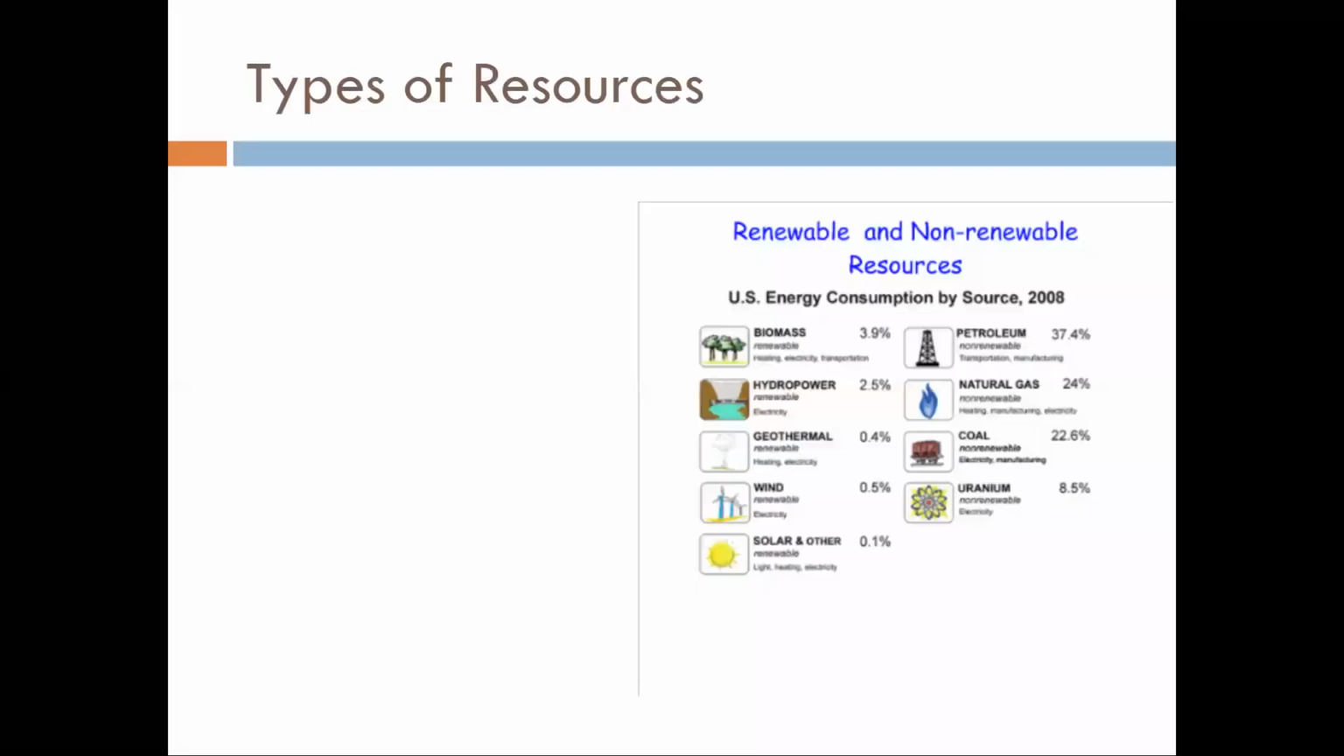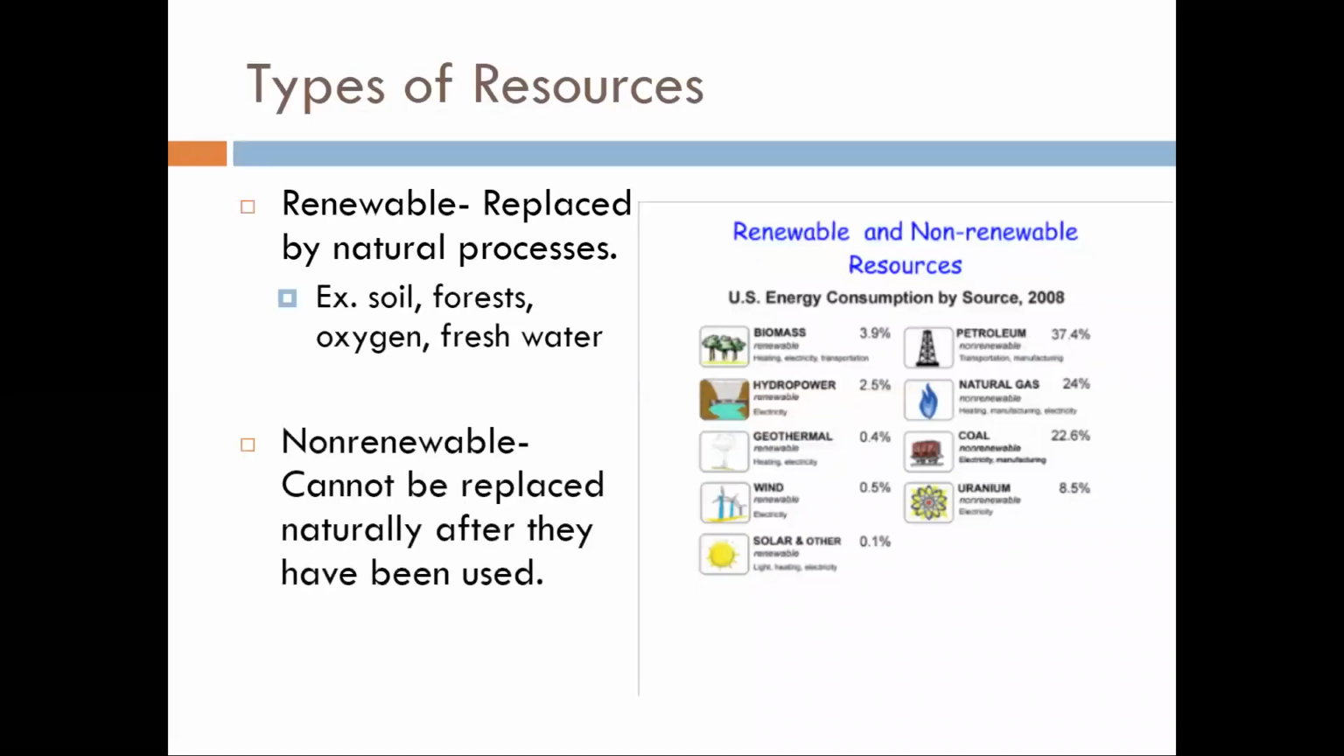Today we're going to be talking about natural resources. All right, so you can label your notebook resources in your notes. So first we're going to talk about types of resources that we have.